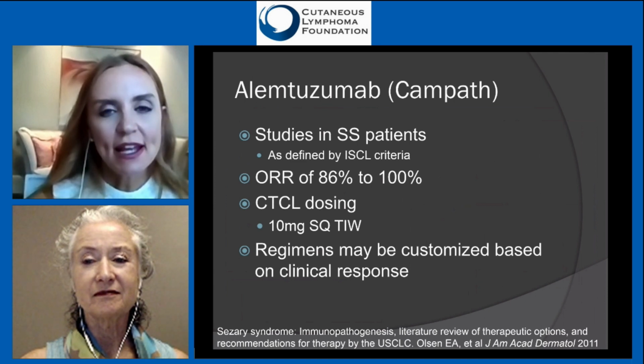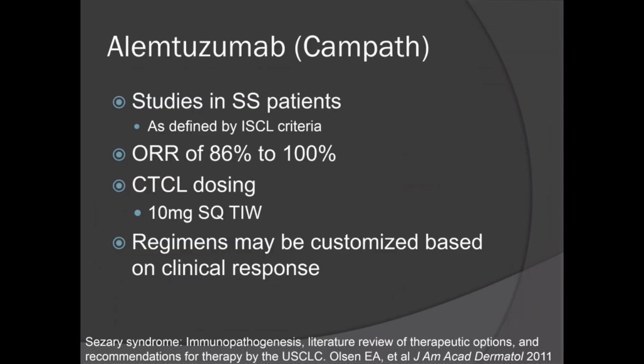So it was studied in Sézary syndrome patients with amazingly successful results. Overall response rates were reported between 86 and 100%. It's given through a shot, so you don't have to get it in an IV. You get it through like an intramuscular injection. It's done at a doctor's office, and it's done 3 times per week.